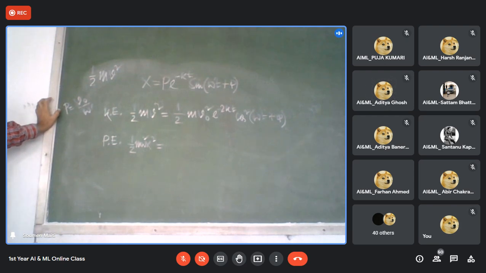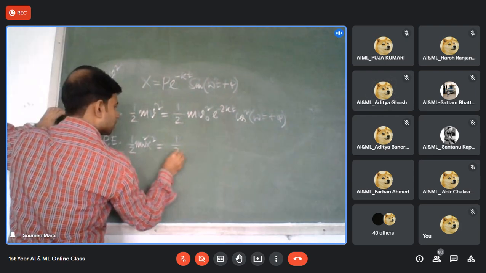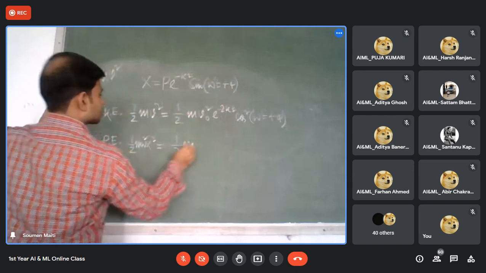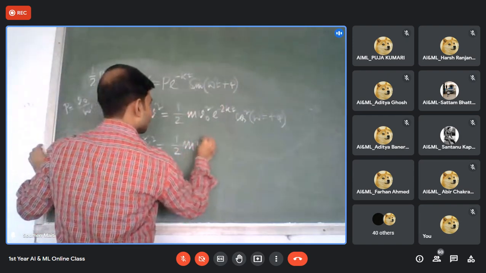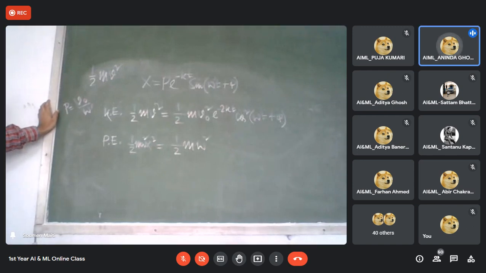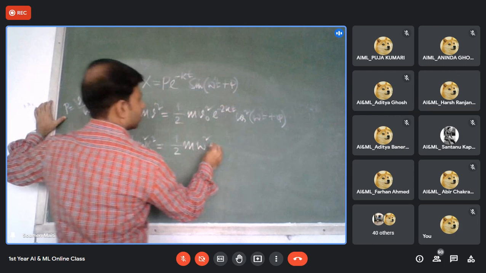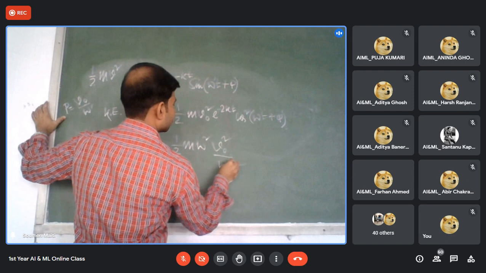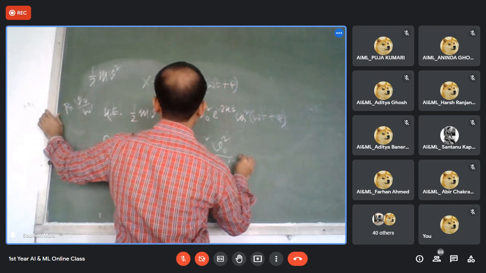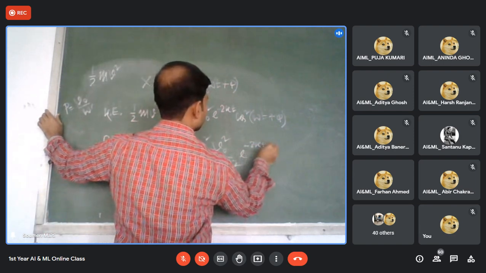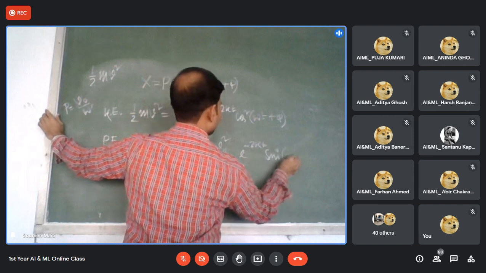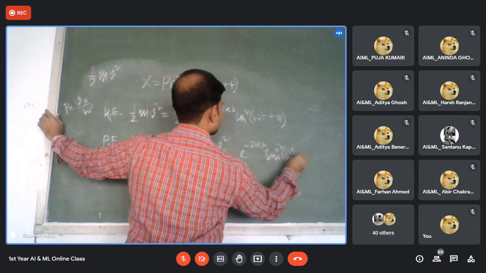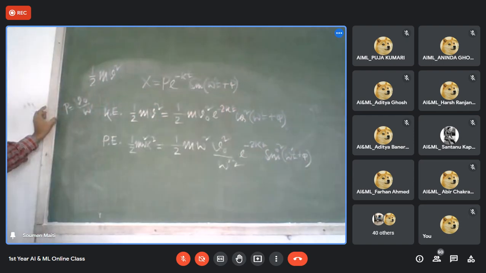So what is the value? Can we write this one? Half m omega square, then what is x square? v naught square by omega prime square, e to the power minus 2kt sin square(omega prime t plus phi). Yes or no?